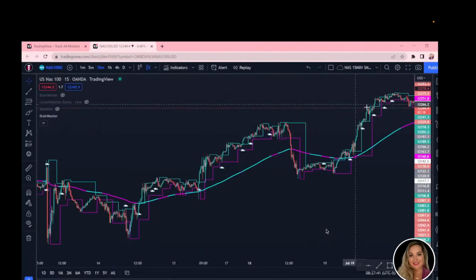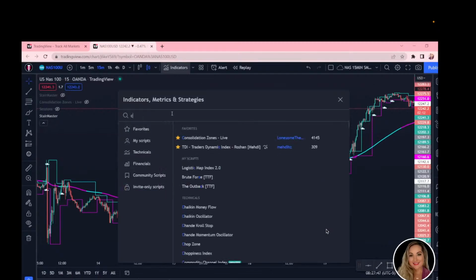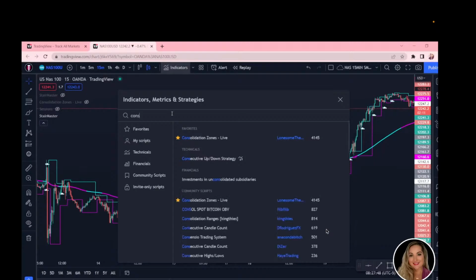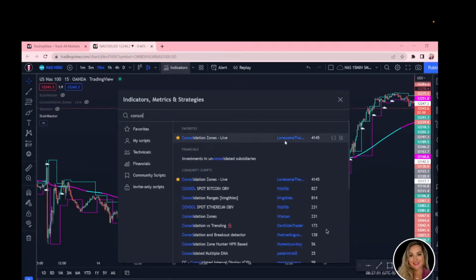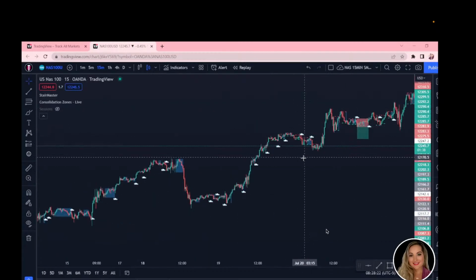The second indicator that you're going to need is called the consolidation zones indicator. You just come to your indicators and search this. It's Consolidation Zones Live, and it's by the Lonesome. So your chart will look something like this. You'll have sneakers printing from your Stairmaster indicator, and then you'll see a bunch of boxes and potentially some dotted lines if you are putting on the consolidation zones indicator.